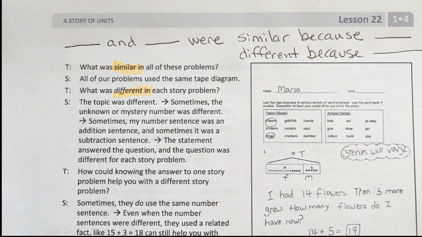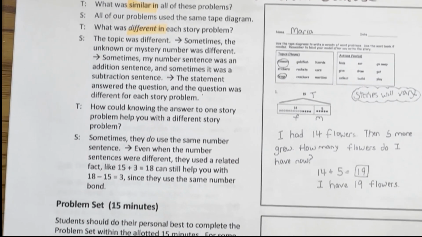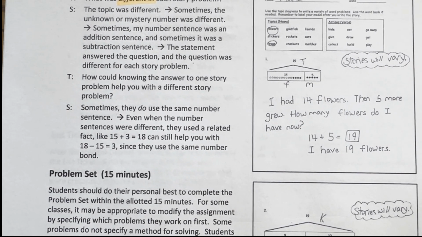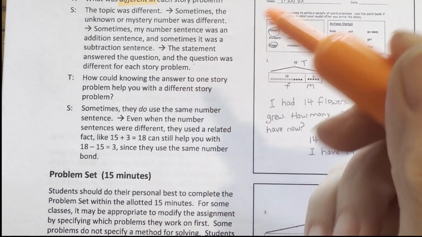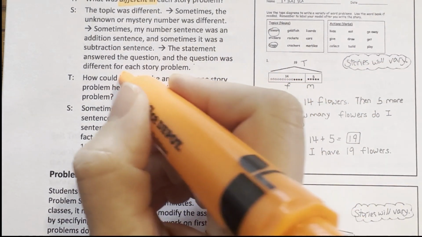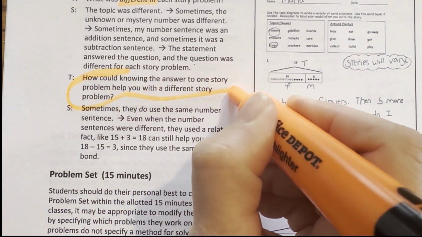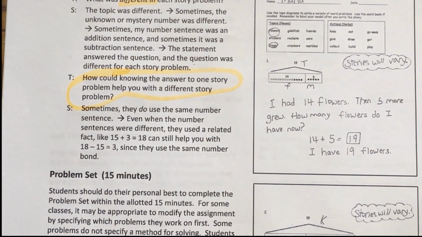Okay, now let's talk about different about each one. We have room on our chart for that. And then let's see where we go next. How could knowing the answer to one story problem help you with a different story problem? So here's another conversation that could use a sentence starter or a support of some kind. All right, one problem helps me with another problem because.